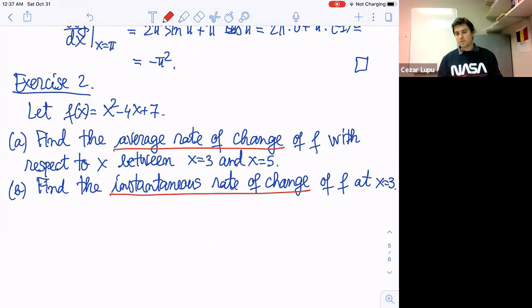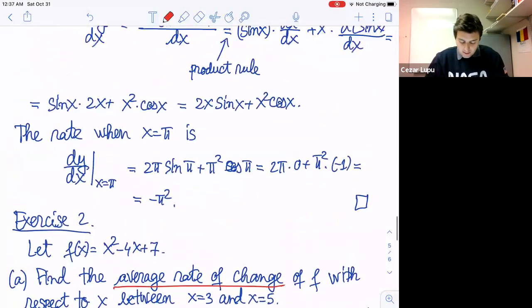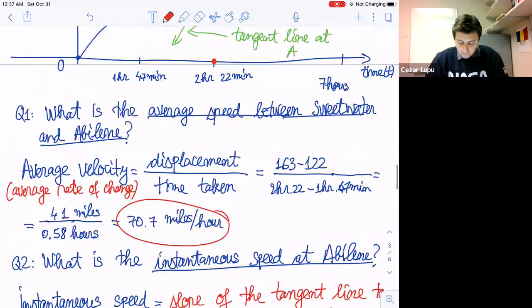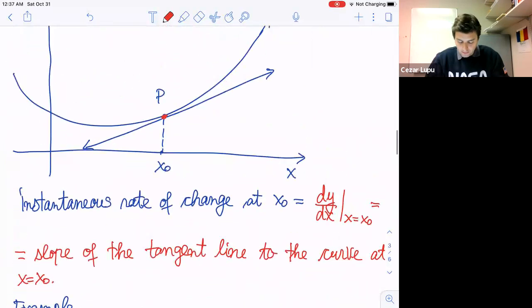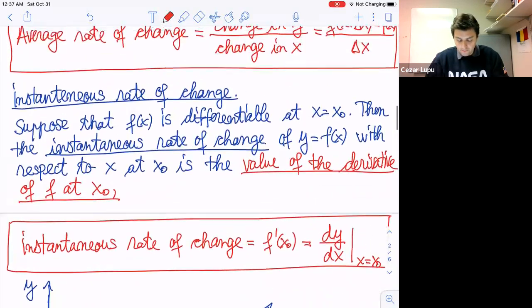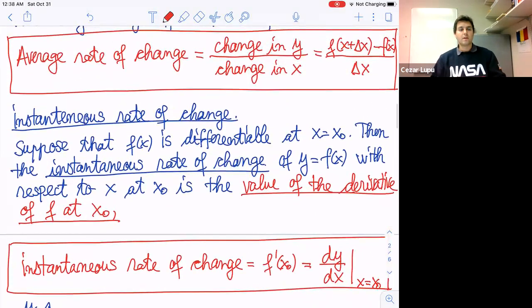Well, it's quite clear what to do when you look at it, right? So what you should do here is basically just apply the 2 formulas, right? You look at this. You see we look at these 2 formulas here for the average rate of change. So it's quite clear what to do.